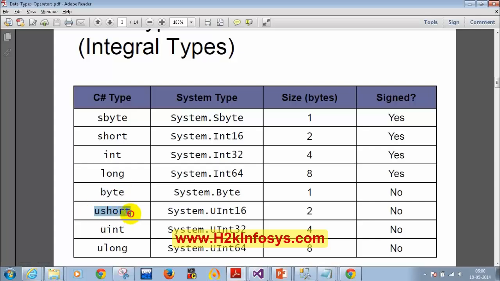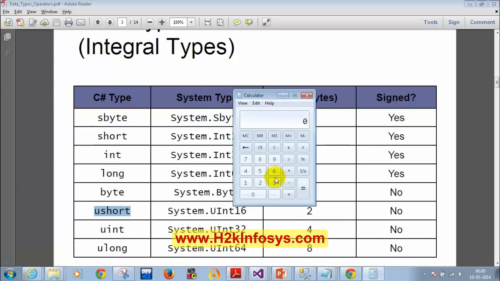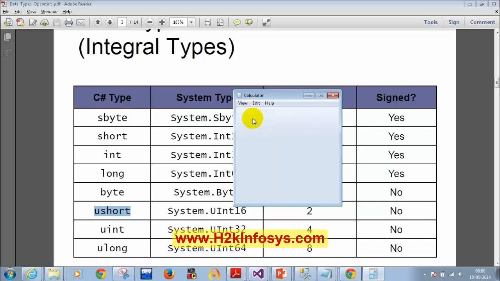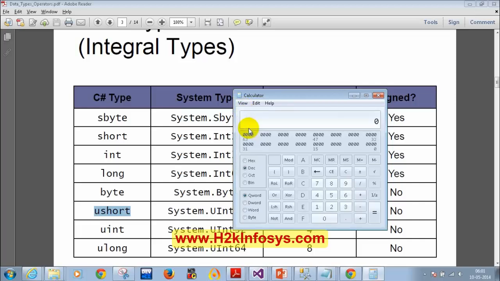So ushort is unsigned short, and the size is 2 bytes. If you want to know the range for this, you need to convert 2 bytes into decimal. 2 bytes equal 16 bits, and you have to convert 16 bits to decimal, then you will come to know the range for ushort. So I'll tell one easy way instead of doing it manually. You can open the calculator, go to View, and it's in standard mode. You need to go to programmer mode. Yeah, correct. It is 65,535.